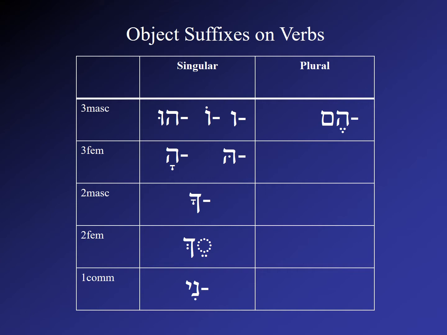Plural, in the masculine plural we can have hem or just mem. In the feminine plural we can have hen or just nun. In the second masculine plural, it's familiar, chem. The second feminine plural, chen. And the first common plural, nu. So many of these are familiar. We just haven't seen them on verbs particularly often.